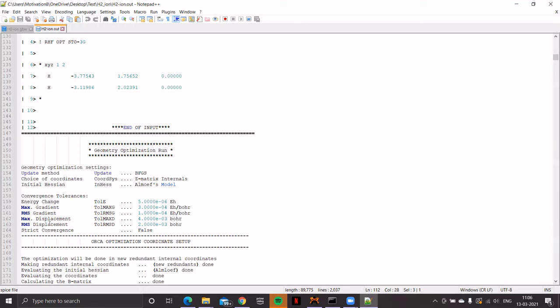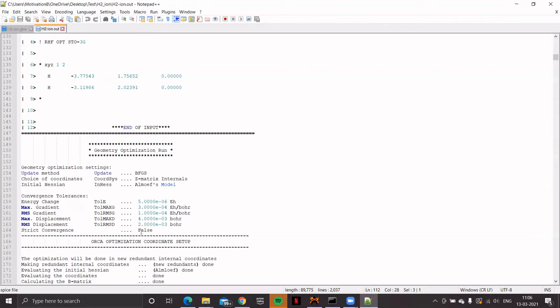Another criterion they use is displacement. Because if there's force on a particular atom, it will get displaced. So if there is minimum force, there will be minimum displacement. So the maximum displacement should be below 4 times 10 to the power minus 3 Bohr, and the root mean square displacement, the average over all the atoms, should be below 2 times 10 to the power minus 3 Bohr. So that's the criteria they have laid down for deciding whether the geometry optimization has taken place or not.